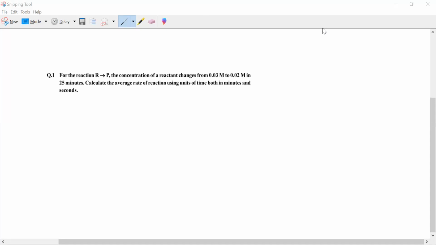So what will we do generally for this? We'll write down the formula for the average rate. We all know the formula, right? It is dR by dt, or delta R by delta t. I'm writing with respect to the concentration here. This is basically the change.